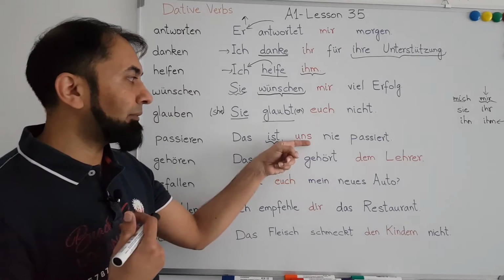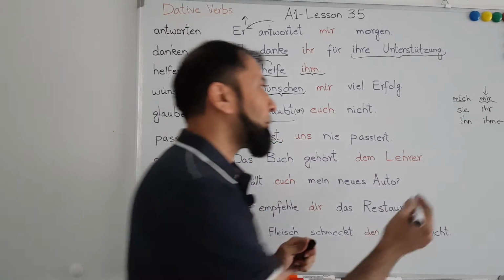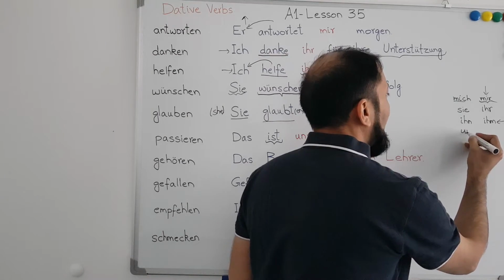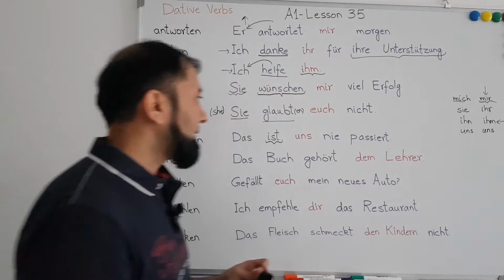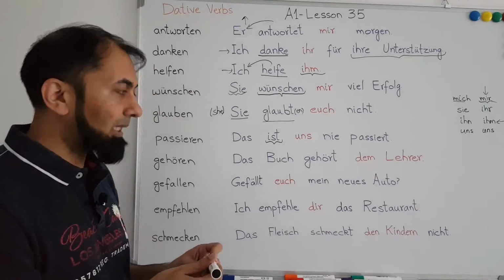Us in the German language is uns for both accusative and dative. So we are using the one from the dative. Das ist uns nie passiert.